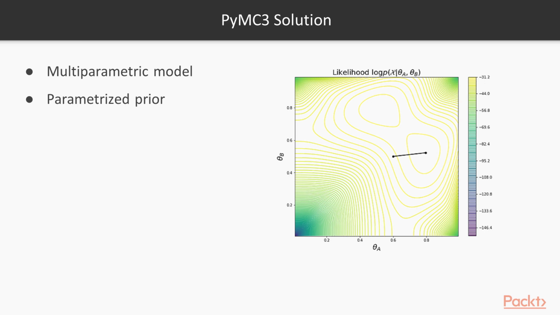Like you can see in the figure here, there are three parameters: theta a, theta b, and log p(x | theta a, theta b), right? So that's why it is called a parametric model. There are also other kinds of models, like linear regression models, and hierarchical models are also available. So that's why these models are called multiparametric models.